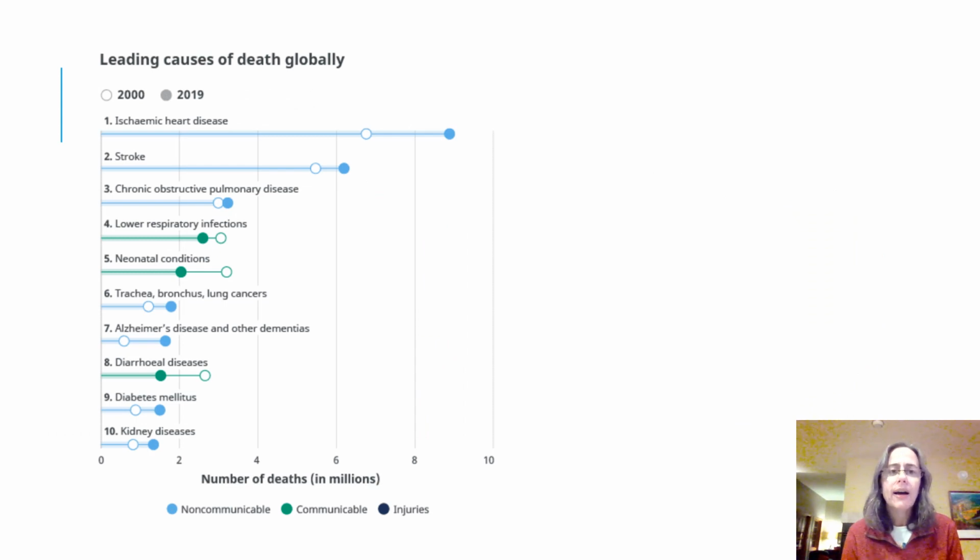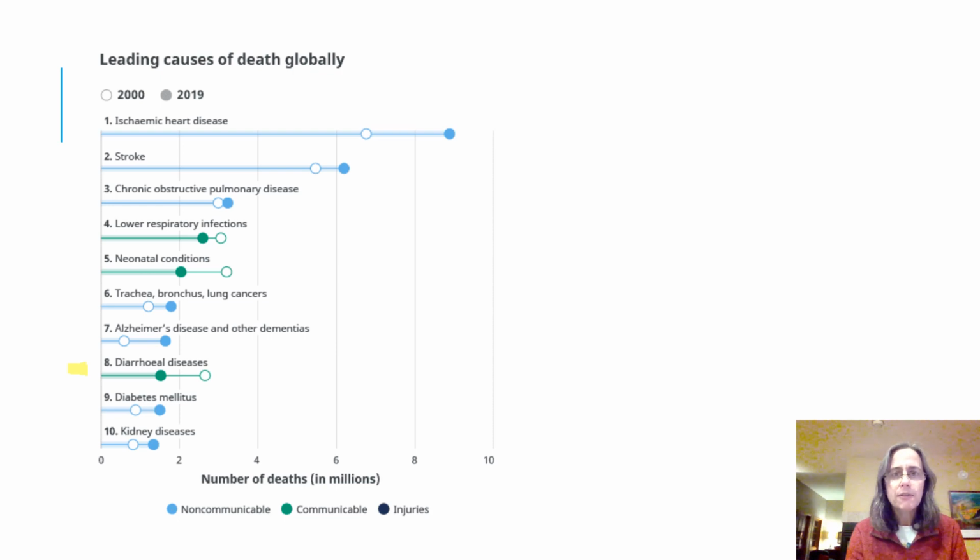When we look at leading causes of death globally, so mortality or deaths, you can see that lower respiratory infections are number 4 on the list. Those are pneumonias for the most part. And neonatal conditions are at number 5. These are illnesses, infections that kill infants, right? So this is a huge problem globally. And then you can also see that diarrheal diseases also make the list of top 10 causes of mortality.